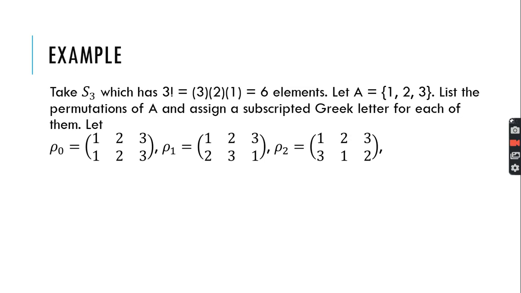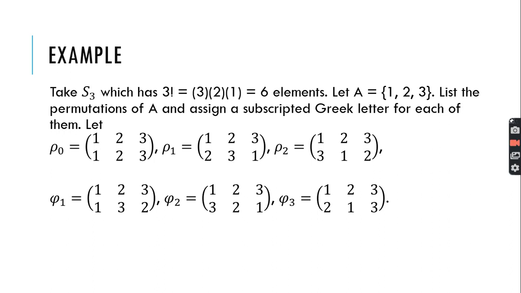For example, take S sub 3, which has 3 factorial or 6 elements. Let A be the set of 1, 2, and 3. List the permutations of A and assign a subscripted Greek letter for each of them. Let rho sub 0 be the permutation 1, 2, 3. Rho sub 1 be the permutation 2, 3, 1. And let rho sub 2 be the permutation 3, 1, 2.